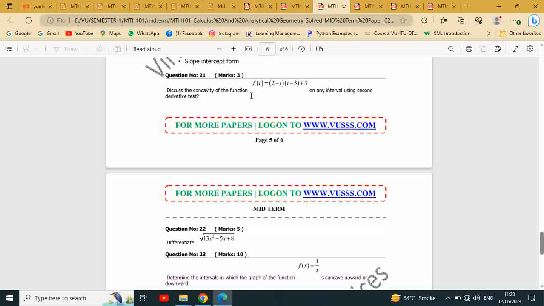Discuss the concavity of the function f of t is equal to (2 minus t) into (t minus 3) plus 3 on an interval using the second derivative test.